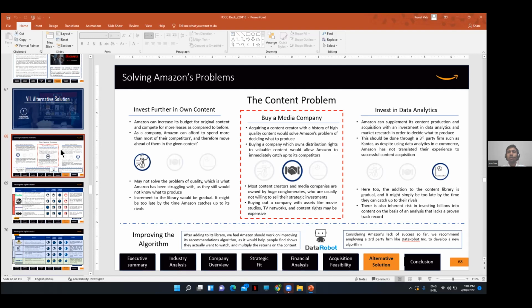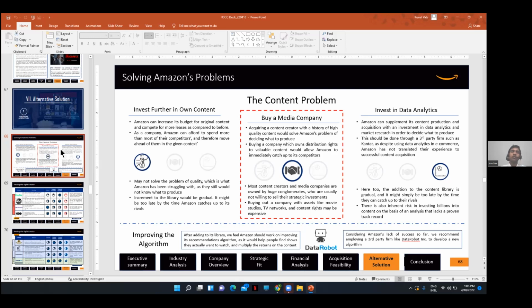Now, the three areas that we have considered here is important because it is not very obvious that Amazon should acquire a company. We should also look at other alternatives wherein even if they're not buying a company and is solving the problem, then we should explore that as well. So we did not preempt that buying is the only solution. We looked at other options as well, and then we chose the one which is most appropriate for Amazon.